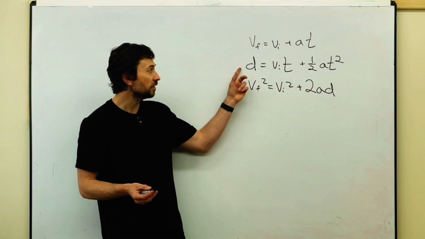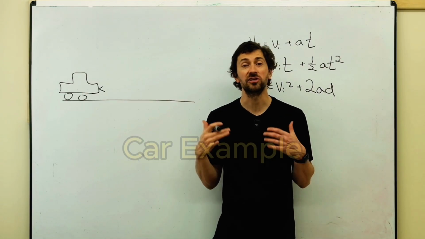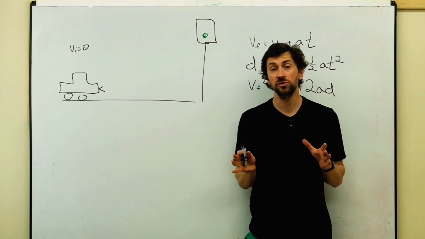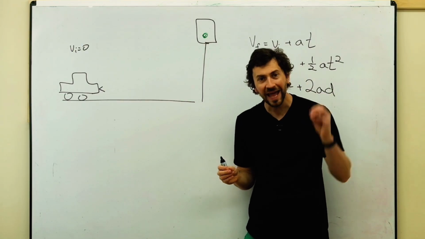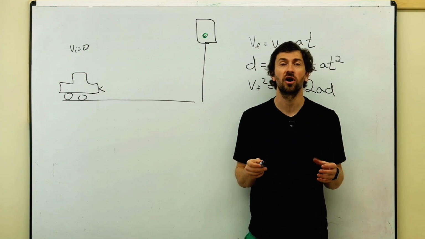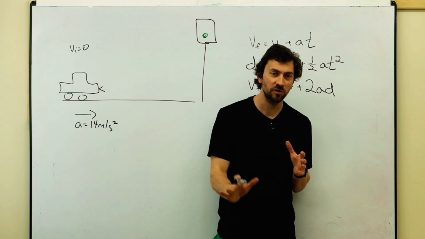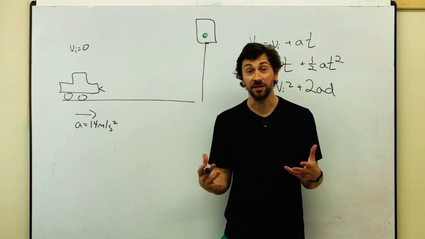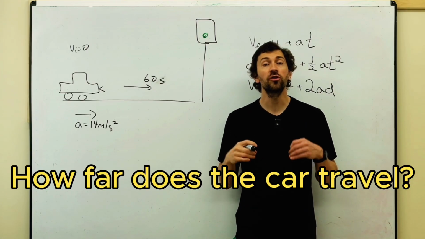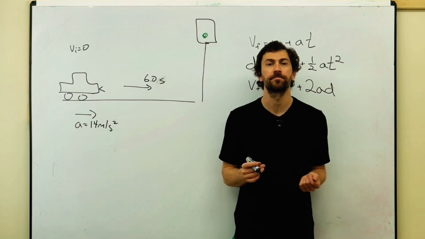Let's start with this one here. Let's imagine there's a race car at the starting line of a race. The light has just turned green and the driver hits the gas and accelerates the car. Let's say he accelerates the car at 14 meters per second squared. The driver accelerates like this for 6 seconds. The question is, how far will the car go after 6 seconds in this time of accelerating?